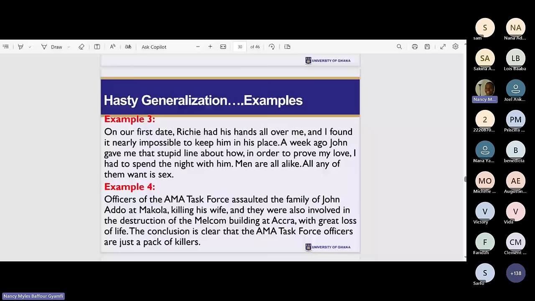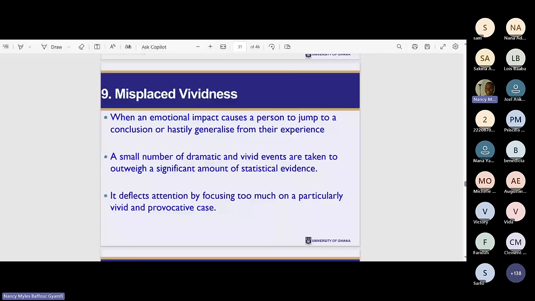Now, the fallacy right after hasty generalization, that's what I projected, is called misplaced vividness. Don't let the name surprise you. Even your surname and my surname, people are managing. Very scary surnames, eh? So that way we are managing to pronounce it. Don't let it scare you at all. It's called misplaced vividness. You are being vivid, you are being emphatic, but the emphasis is misplaced. You have shifted the emphasis to the wrong place. Where you should put the emphasis is not where you are putting it. So we say the vividness is misplaced.